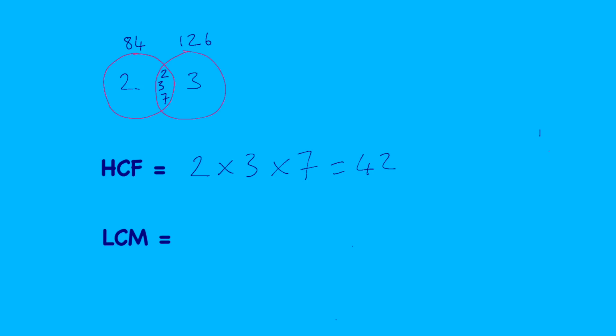Now for the LCM, you have to multiply all the numbers you can see. So it's a 2 here, 2 there, 3, 7 and another 3 there. Remember, when multiplying lots of numbers together, it's always a good idea to start with the bigger numbers. So 7 times 3 is 21. 21 times 3 is 63. 63 times 2 is 126. And 126 times 2 is 252. So my lowest common multiple of 84 and 126 is 252.